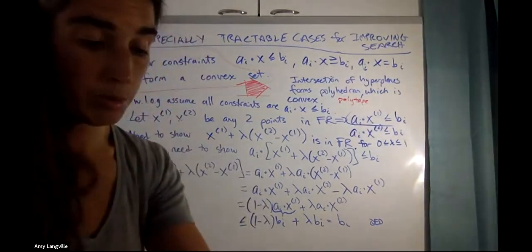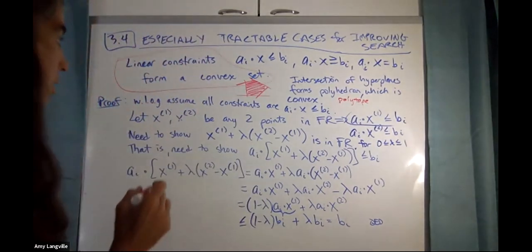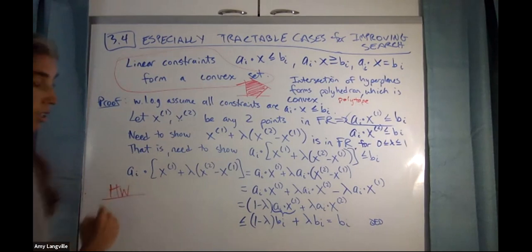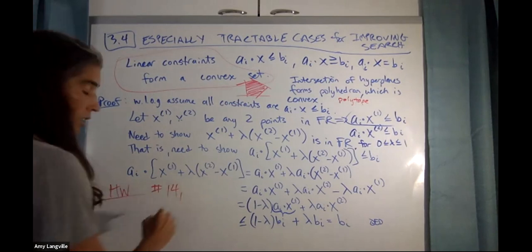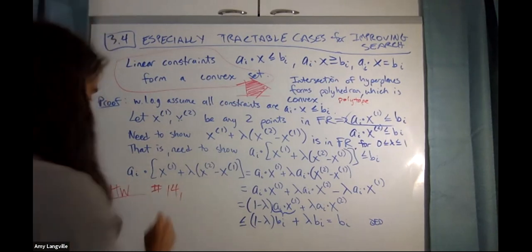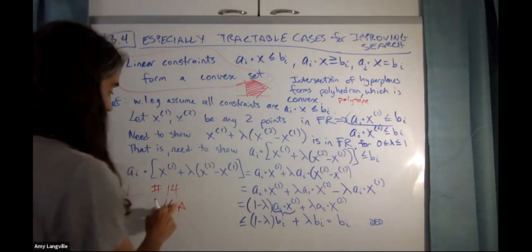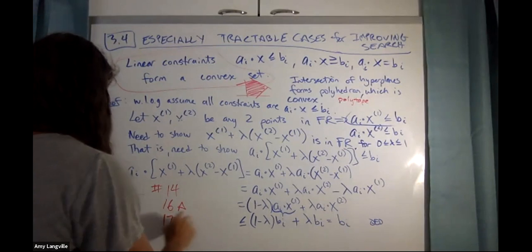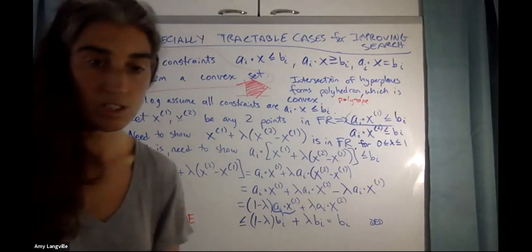Okay, homework problems from this section, that's 3.4, numbers 14, 16A, and 17A, D, and E. All right, almost done with chapter 3.